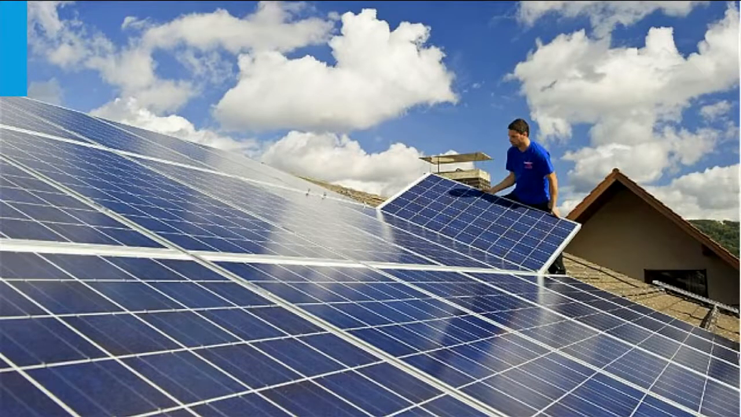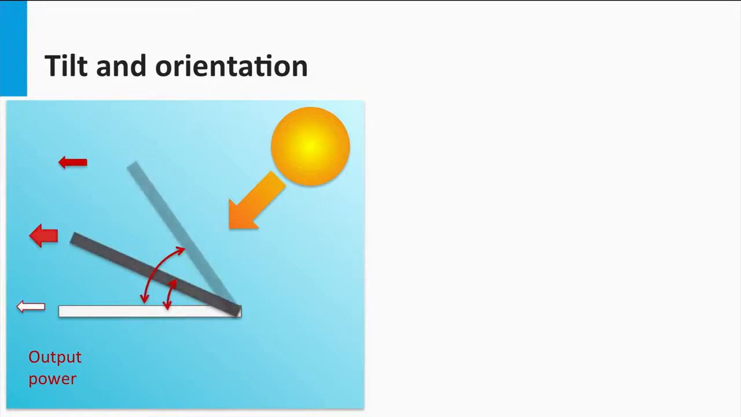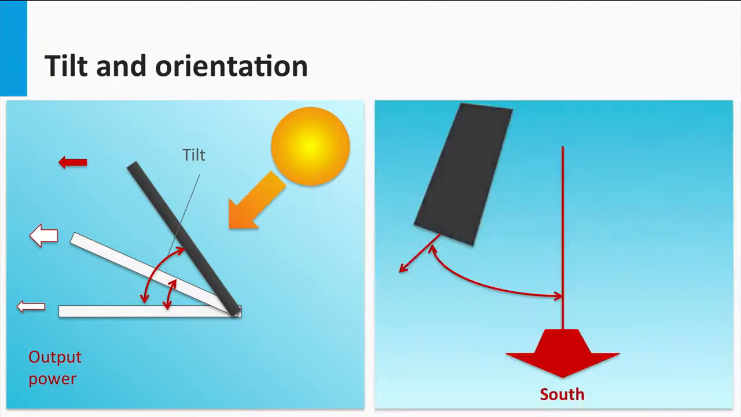The simplest way of doing that is by playing with the orientation and tilt of the module. What do we mean by orientation and tilt? Tilt is the degree of freedom that defines the elevation or the pitch of the solar module with respect to the horizontal.